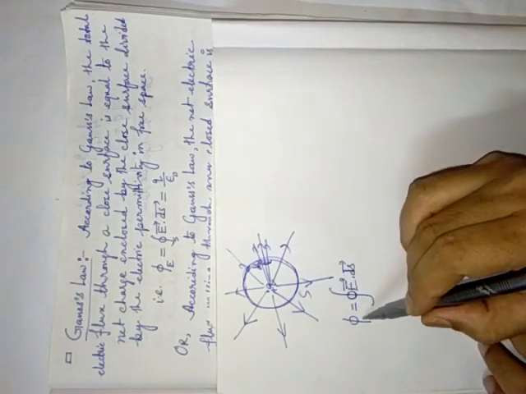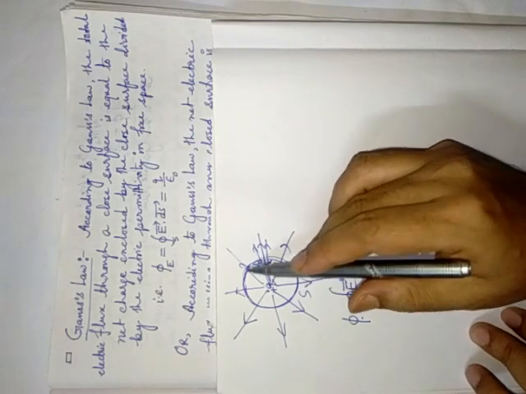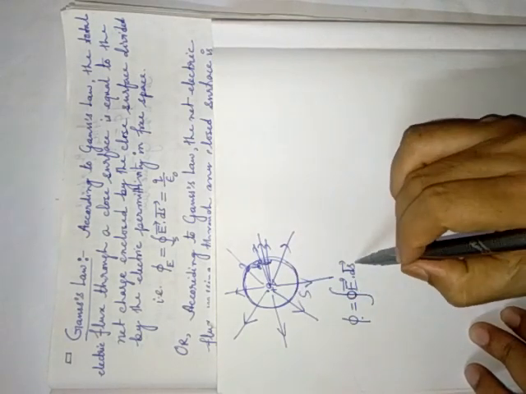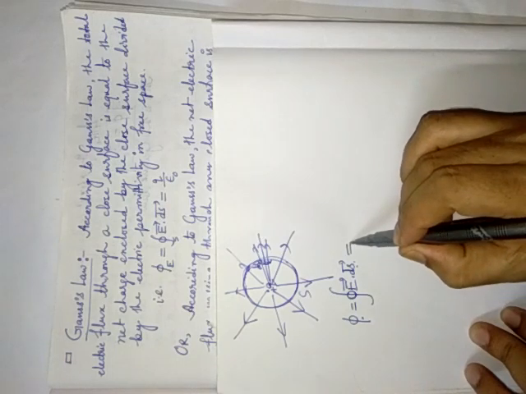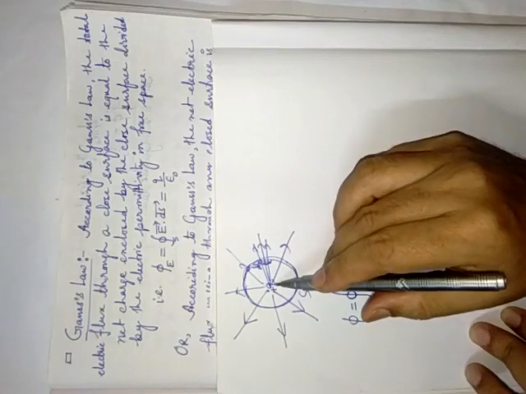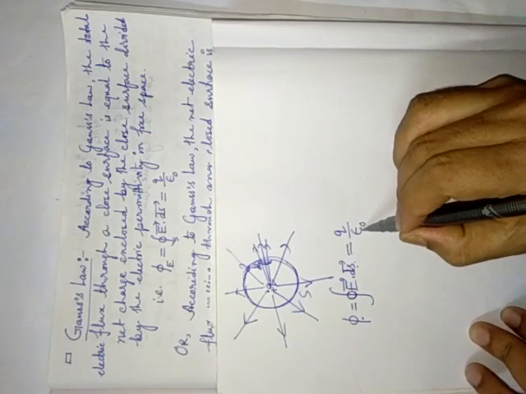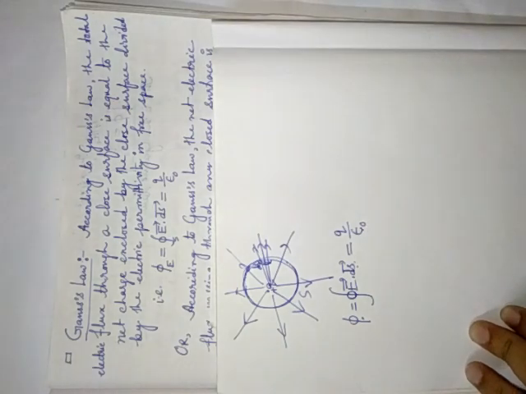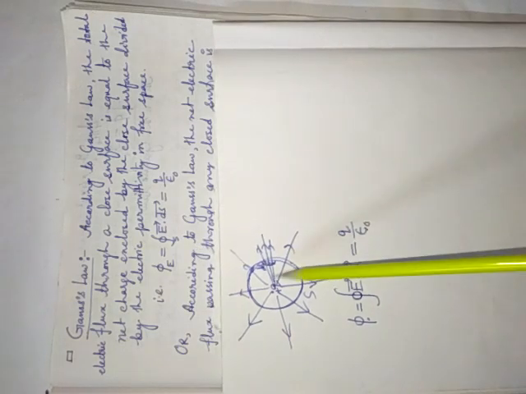And according to Gauss, the net flux through any closed surface is equal to the net charge inside the closed surface divided by the electric permittivity, epsilon naught. This is the formula. And see here, I have written two statements. Now you will understand in a better way.